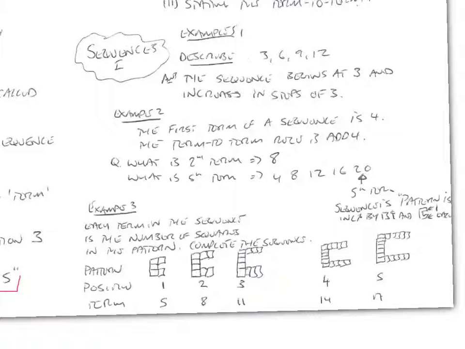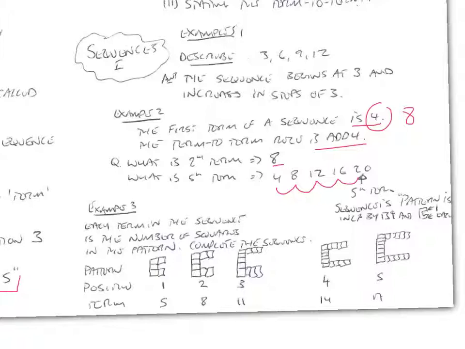Another example here: the first term of the sequence is 4. The term-to-term rule is add 4. What is the second term? Well, the first term is 4, add 4, it must be 8. Okay, what is the fifth term? Well, we can just simply say 4 and 4 and 4 and 4. The fifth term is 20, that's in position 5.